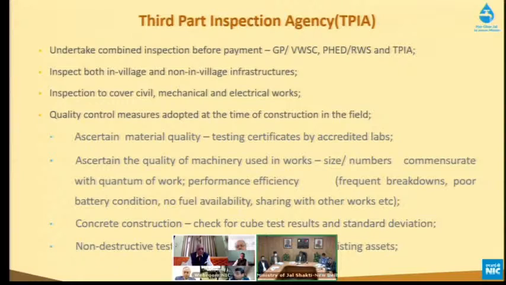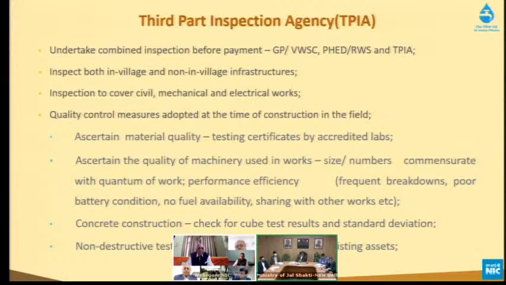And when the third party inspection agencies undertake their work, please also check how this work is done. A large number of machineries are being used. The efficiency of the machinery is also important to complete the mission at the right time. We find that some of the machineries break down often. Poor battery conditions are there.